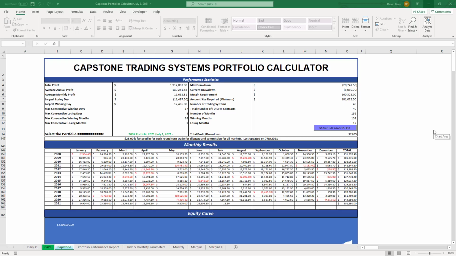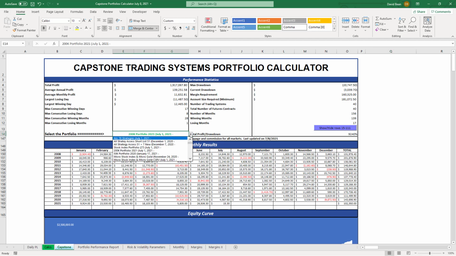I have an important update for the portfolio calculator I've been working on. If you have any of the portfolios that trade AT 2020, you've received that update, and we're told that AT 2021 would replace AT 2020 as of July the 1st. This includes 4 portfolios, all 78. It includes the stock index portfolio 27.